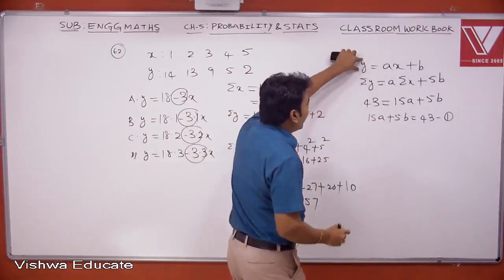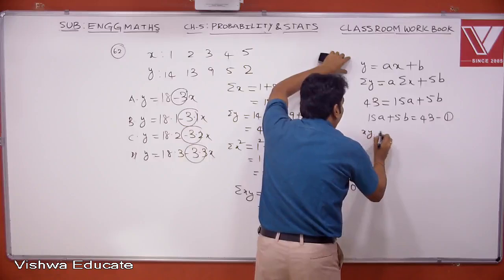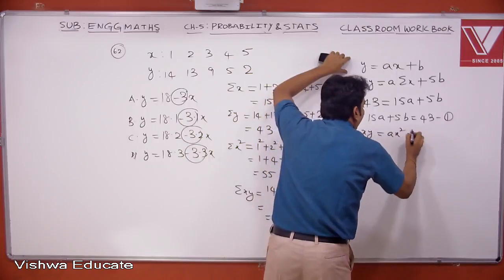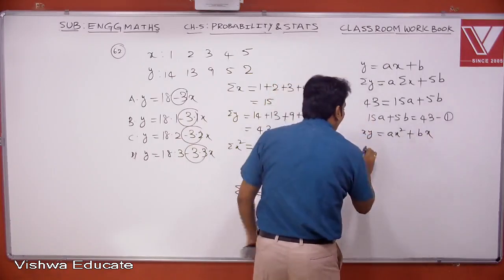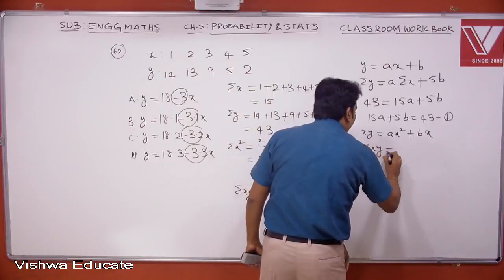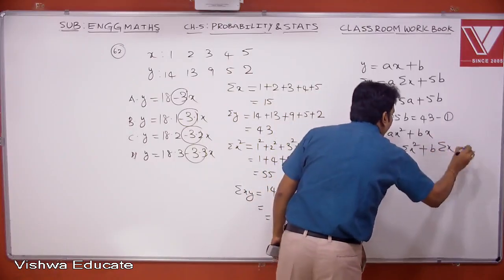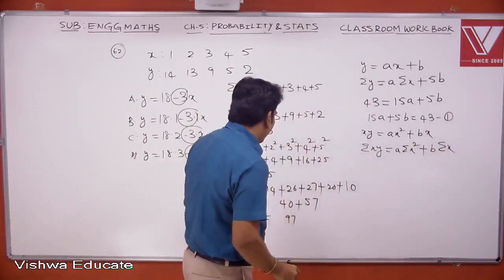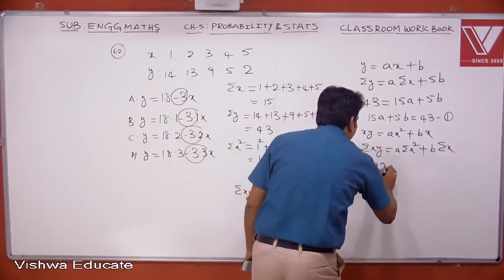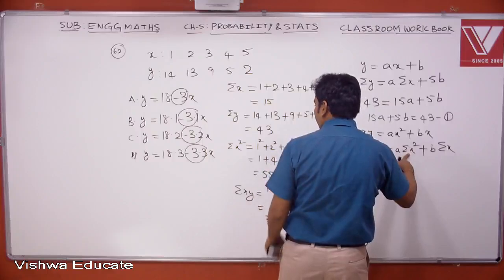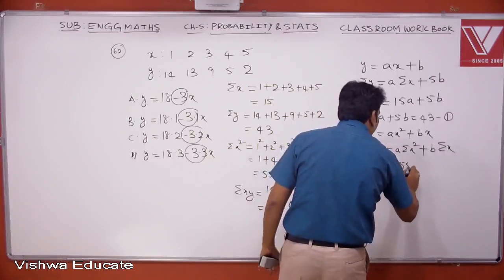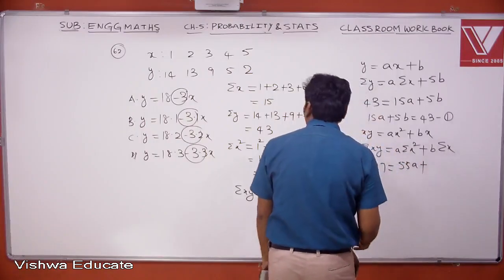Now when you multiply this equation with x, we get xy equal to ax square plus bx. Now apply sigma: sigma xy equal to a into sigma x square plus b into sigma x. Sigma xy is 97, sigma x square is 55, so this is 55a. Sigma x is 15.